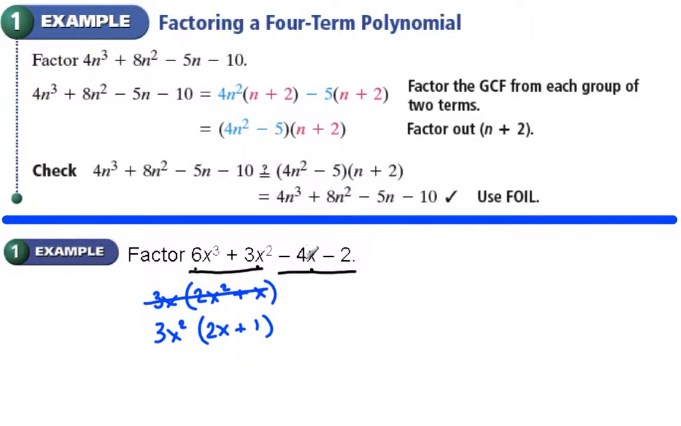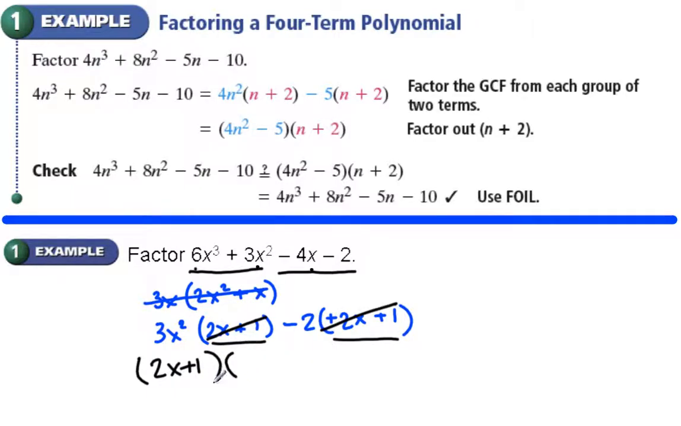Right? Now, negative 4x minus 2. They both have a negative 2, so let's factor out a negative 2. Negative 4x divided by negative 2 is positive 2x. Negative 2 divided by negative 2 is positive 1. And you'll notice that within the parentheses, those two binomials match, which is what we want. So then we would have 2x plus 1, which is what's here inside the grouping, and then whatever is left, we put inside another grouping. So we have 3x squared minus 2.